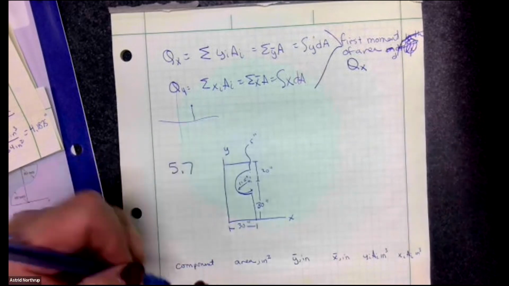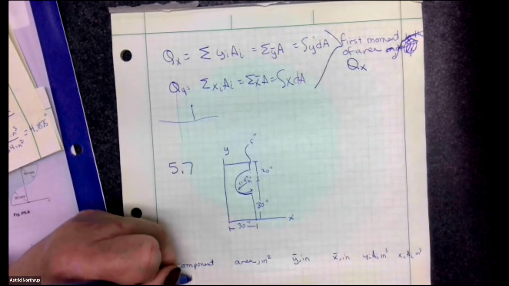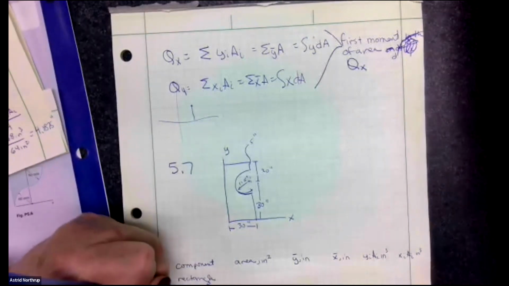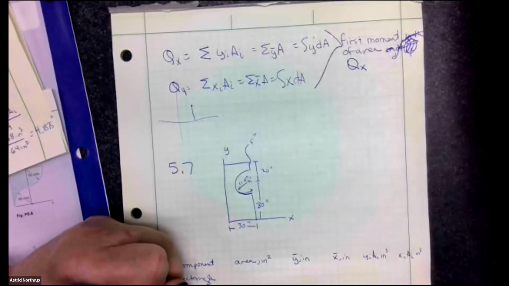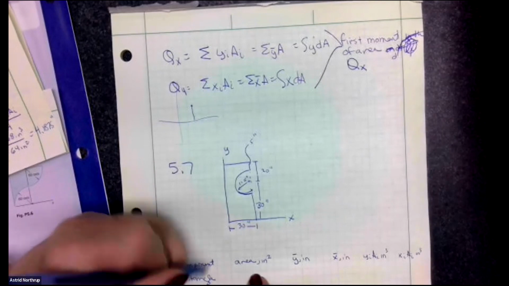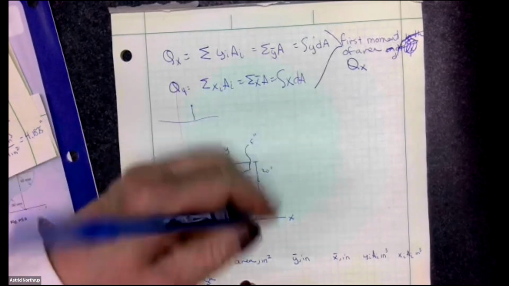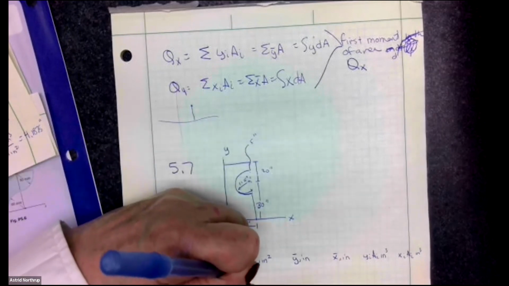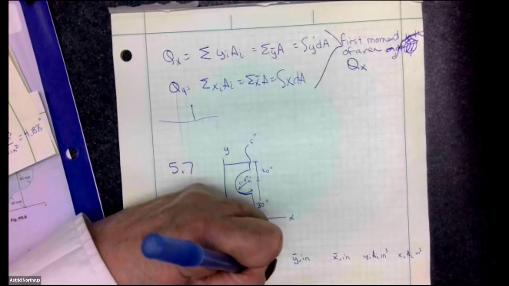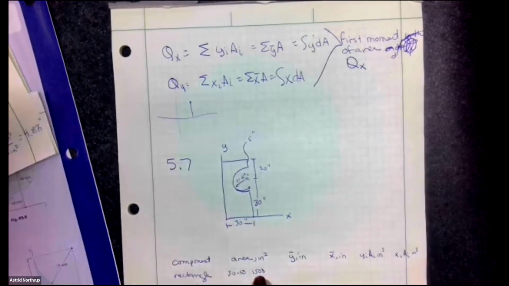Okay, so our two components, we have a rectangle and we have a semicircle. We know that the area of a rectangle is base times height, which in this case is 30 times 50, or 1,500.